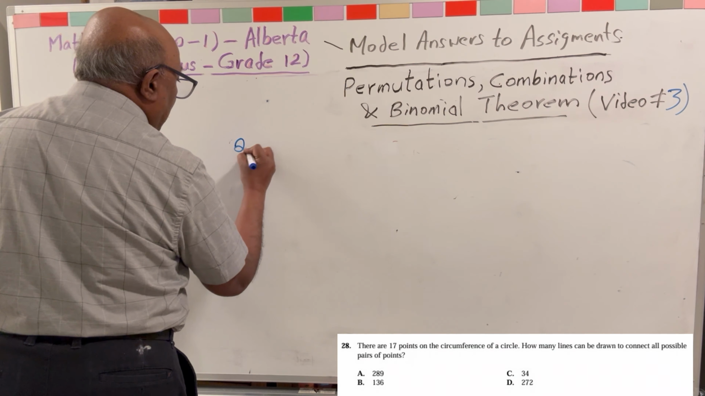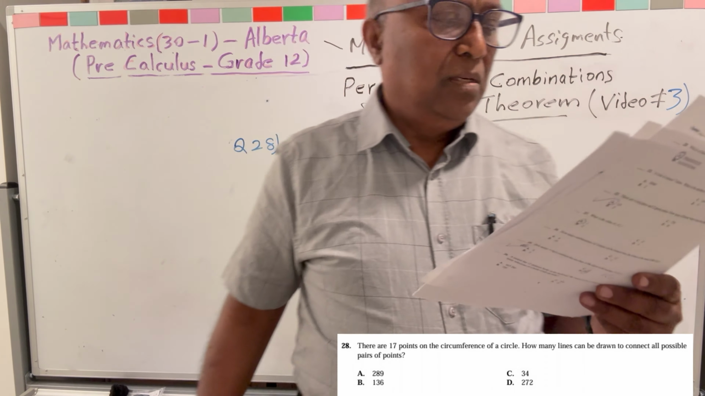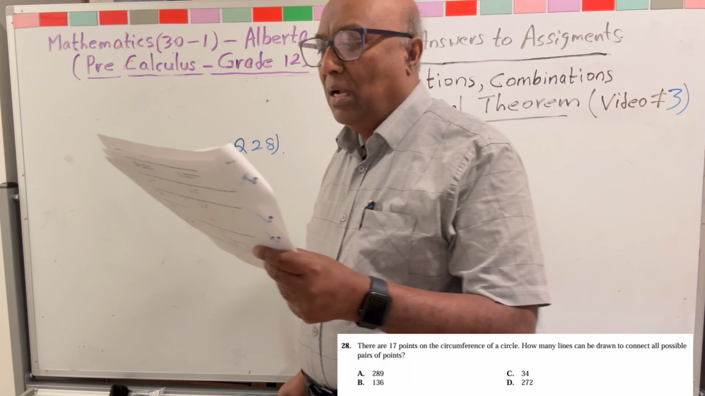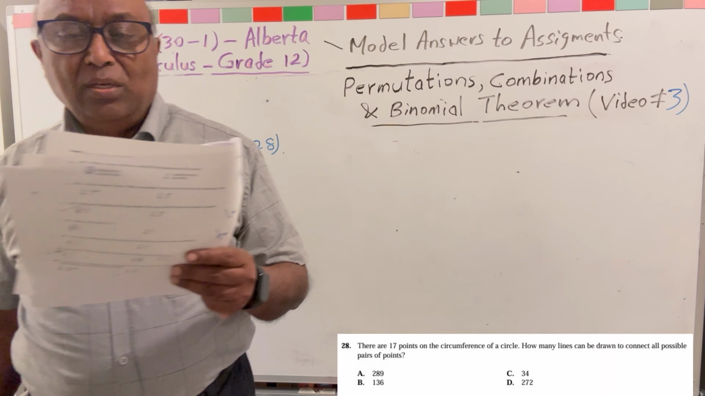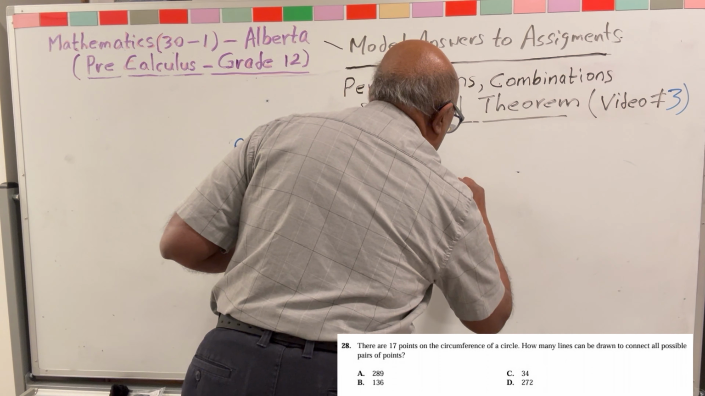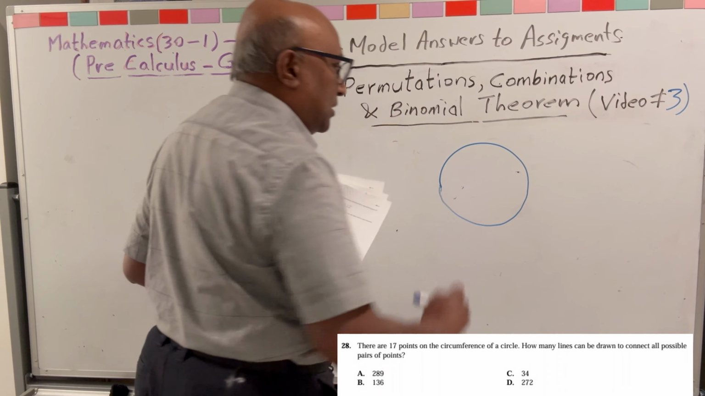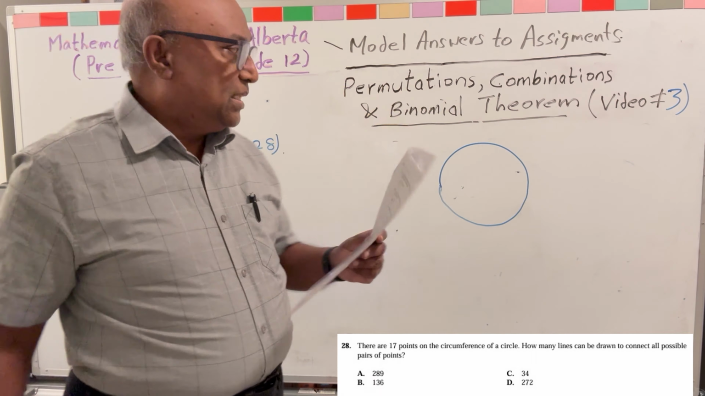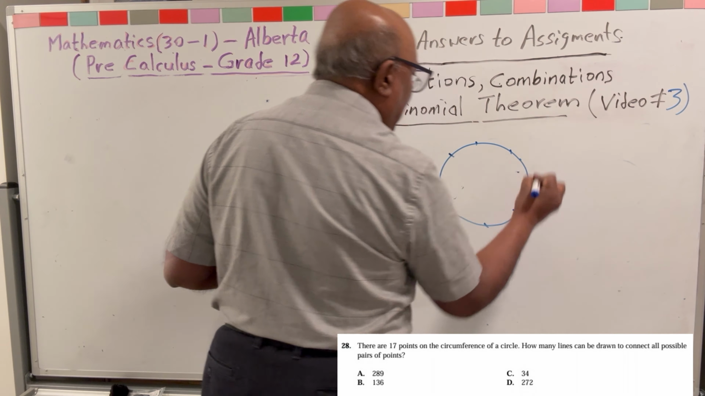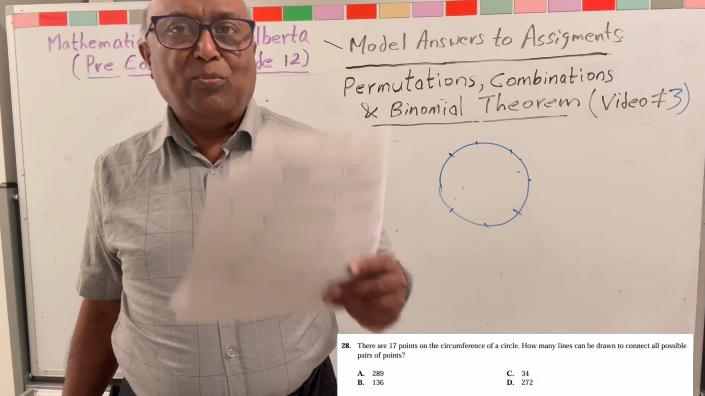Now let's do question number 28. There are 17 points on the circumference of a circle. How many lines can be drawn to connect all possible pairs of points? Okay, this is the first time we do a diagram in this kind of question. There are 17 points: 1, 2, 3, 4. Like this, we don't have to mark all the points.